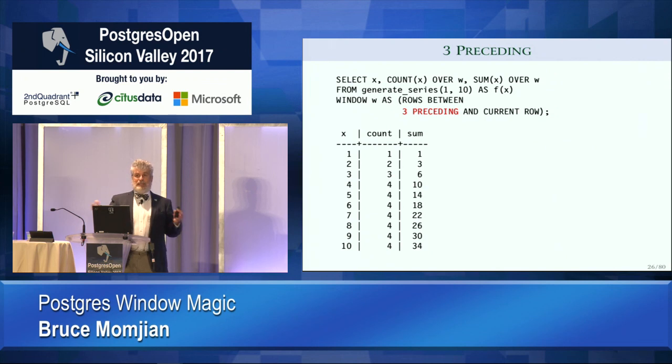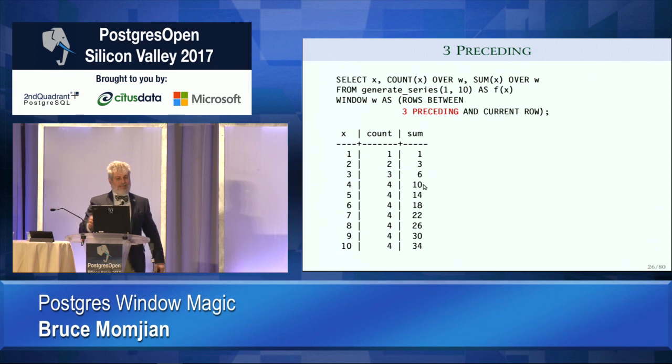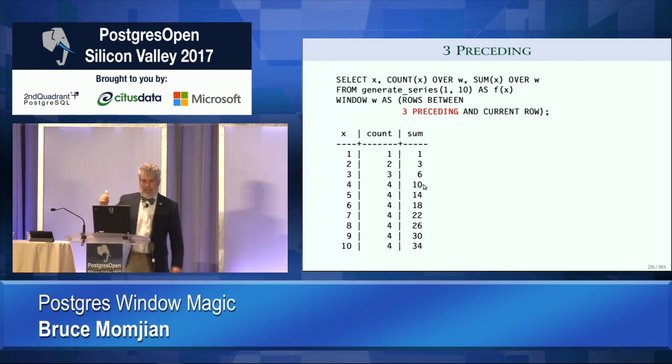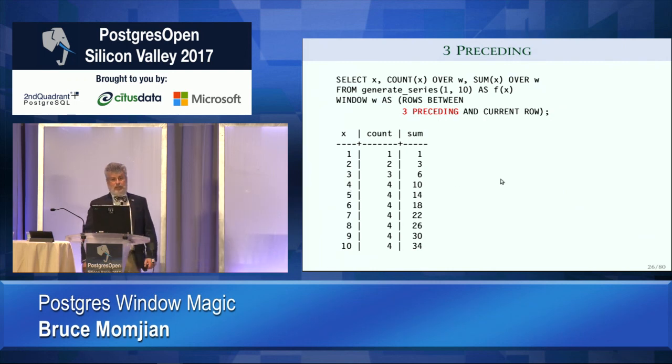I can say 3 preceding and current row. So now I'm accumulating up to 3 rows back. 1 is 1 because there are no rows before it. This one is 2 plus 1, which is 3. This one is 3 plus 2 plus 1. Now when I get to here, this is, let's see, 10, which is 4 plus 3 plus 2 plus 1. But this one only goes back to 3. So 14 is 5, 4, 3, and 2 all added together. And you kind of roll that forward.